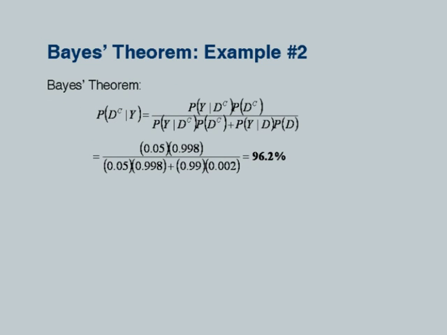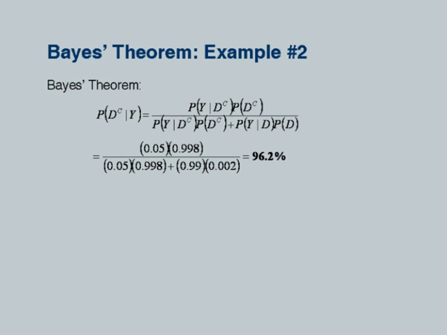Okay. So, we apply Bayes' theorem. The probability of DC given Y can be calculated as the probability of Y given DC times the probability of DC, and we have these individual values with us. In the denominator, we have the total probability of having a yes result from the test, which is the probability of Y given DC times the probability of DC, plus the probability of Y given D, that means the person has the disease, times the probability of D. So, you put these values and the result is 96.2%. So, very different from the 5% that notionally we would think.